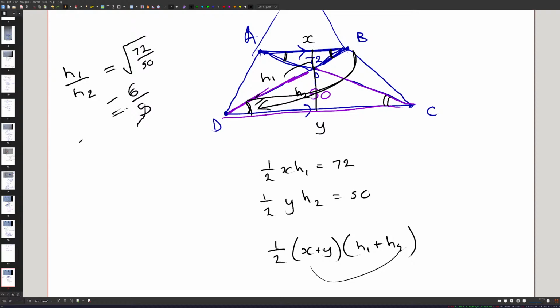If the screen would stop messing around. Equals. I give up. Computer is not my friend today. Okay.